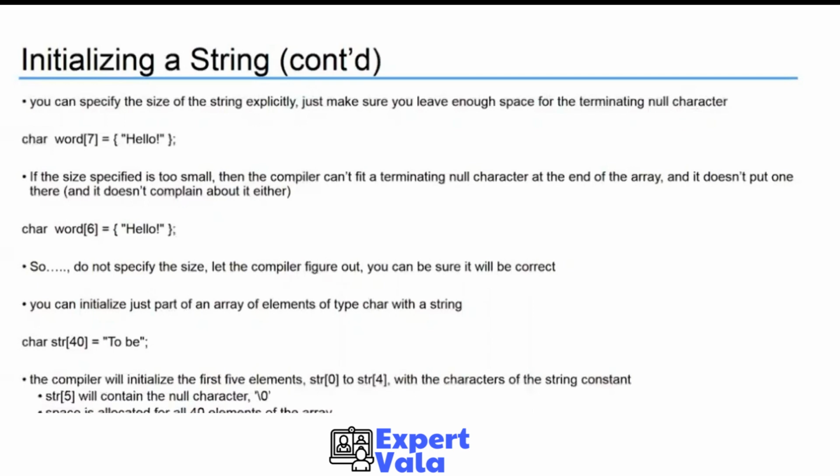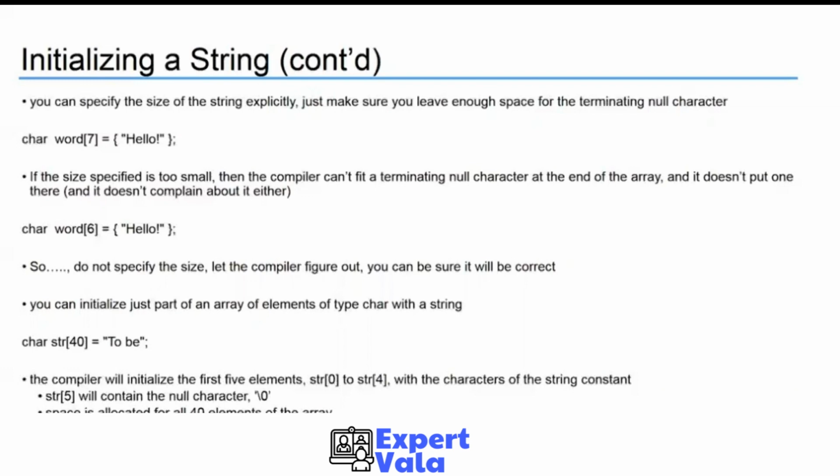So what will happen here is the compiler will initialize the first 5 elements, str[0] to str[4], with all those characters of the string constant, and then str[5] will contain the null character. Space is still going to be allocated for all the elements in the array, but only 5 of those are going to be used, plus the null character. So again, best practice: don't specify a number inside the size, just assign it a string literal using double quotes. That's what you are going to end up seeing.